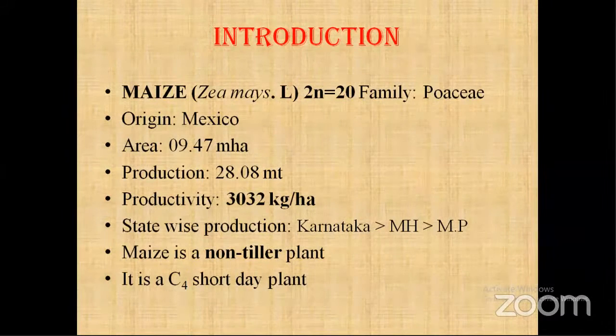Among all the states of India, Karnataka is the highest producer of maize, followed by Maharashtra, followed by Madhya Pradesh. One more important thing is maize is a non-tiller plant. It doesn't produce any tillers like rice and wheat, and it is a C4 short day plant.